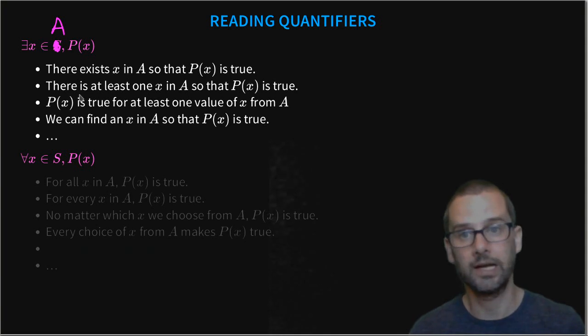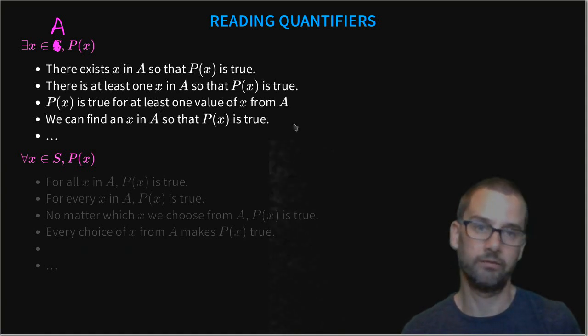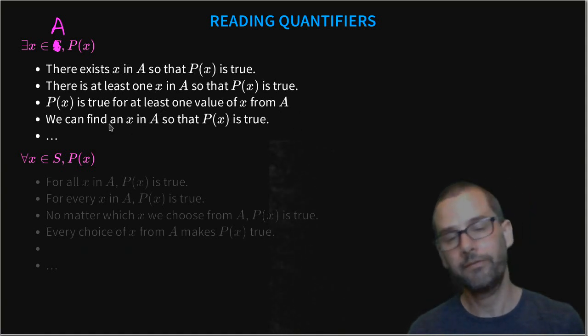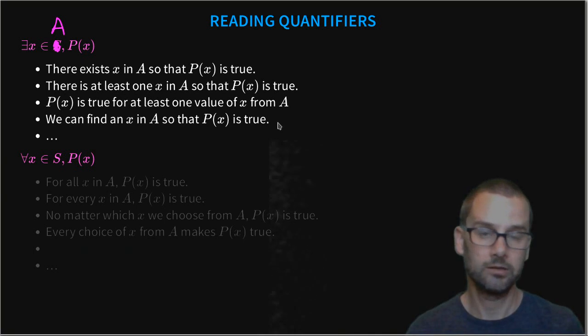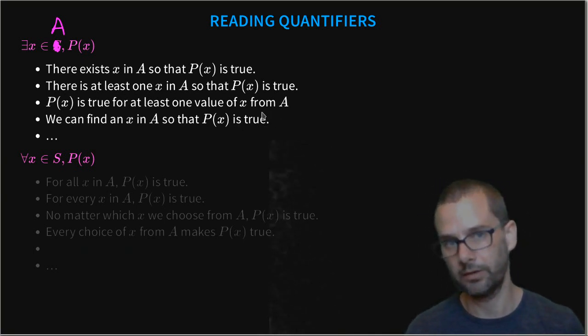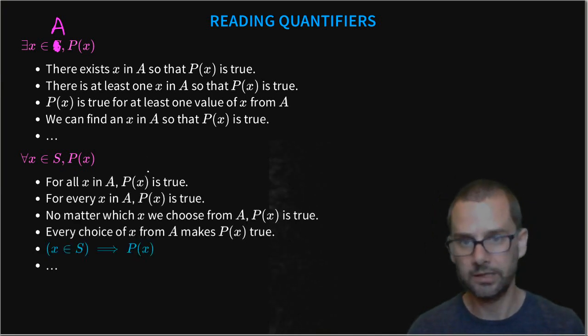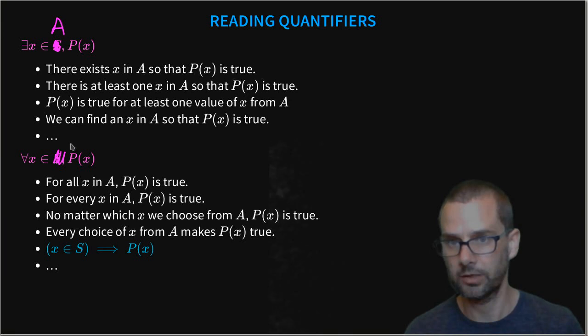We can also read that as there is at least one x in A so that P of x is true. P of x is true for at least one value of x from A. We can find x in A so that P of x is true. We can choose x in A so that P of x is true. There is always one that makes it true. Okay, so it can be read in a lot of different ways. Now I can see I've made the same error on my slide, so I'm going to correct that again.